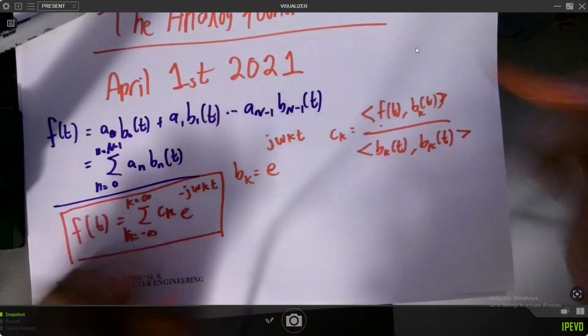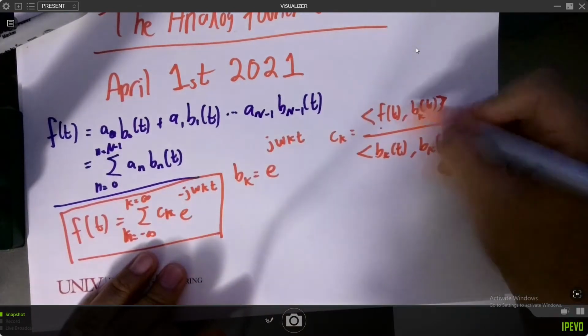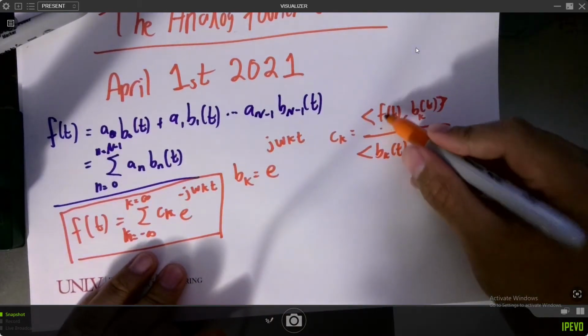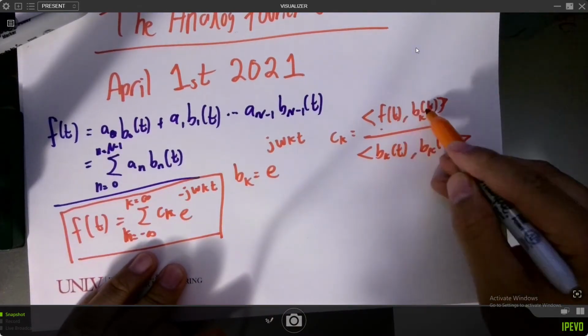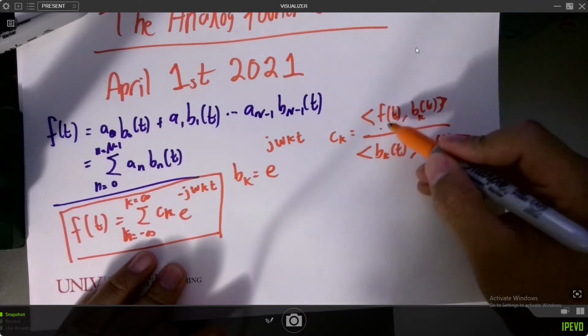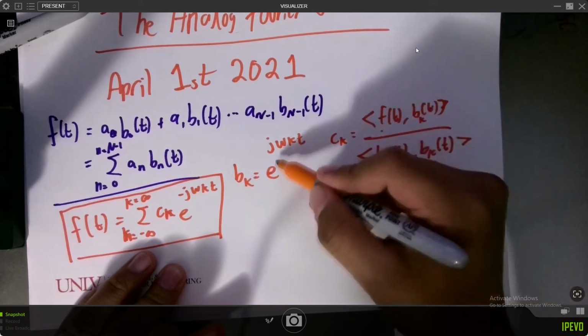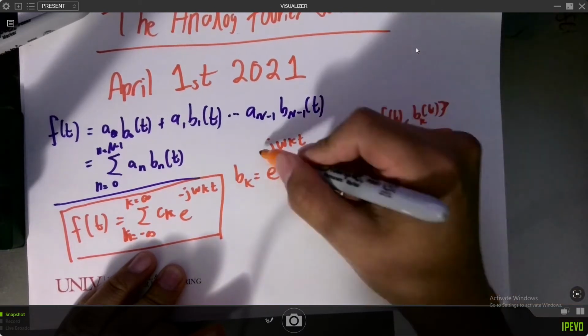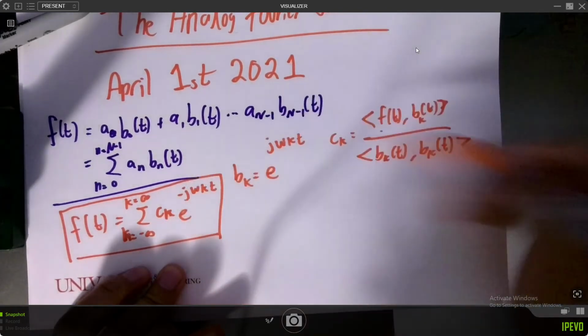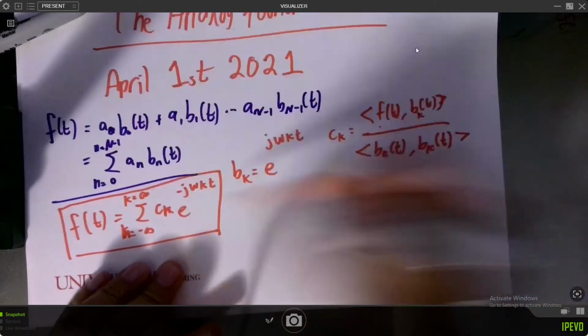Well, if you recall, when you do this dot product, you take an integral and multiply this by the conjugate of this, so you just conjugate this. The conjugate of e to the j omega kt is e to the minus j omega kt, so that's where you get that minus sign. Is it making sense right now?